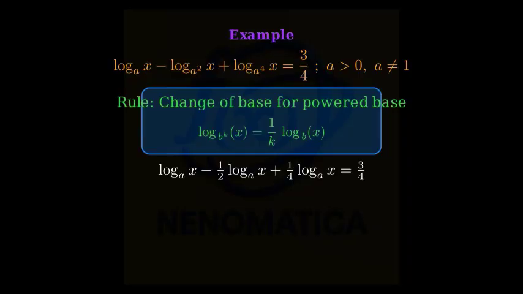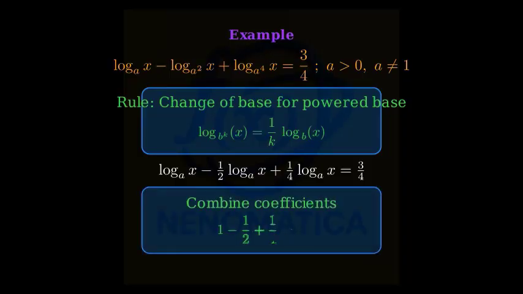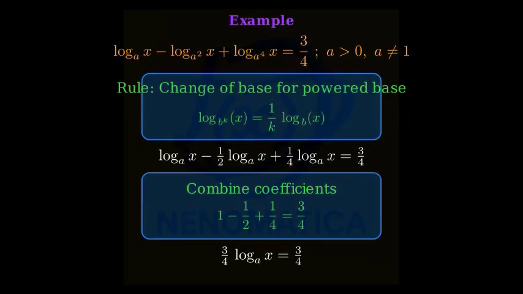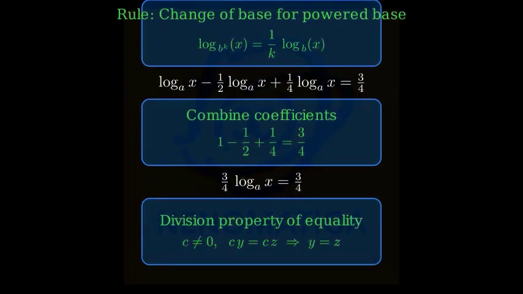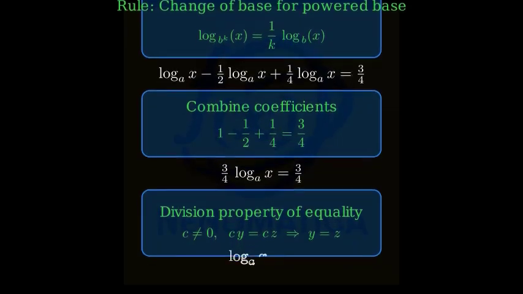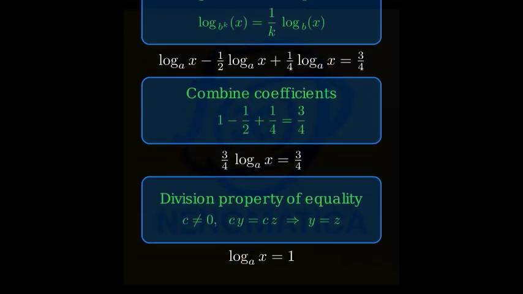Step 2. Combine like terms because all terms are multiples of log base a of x. Compute the coefficient. 1 minus 1/2 plus 1/4 equals 3/4. So 3/4 times log base a of x equals 3/4. Step 3. Divide both sides by 3/4 to isolate the logarithm. If c is not 0, then c times y equals c times z implies y equals z. Therefore, log base a of x equals 1.